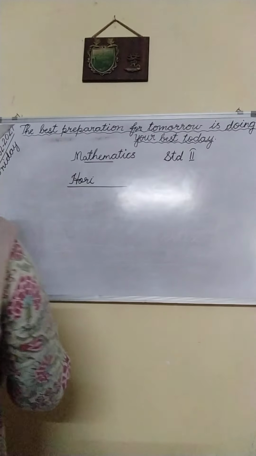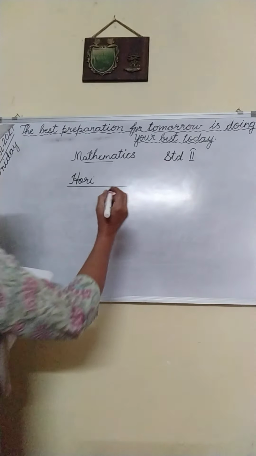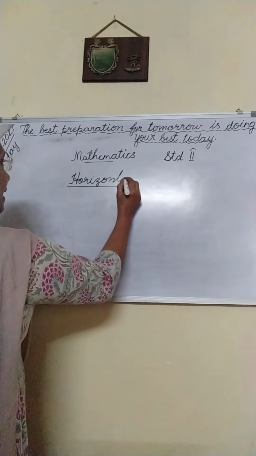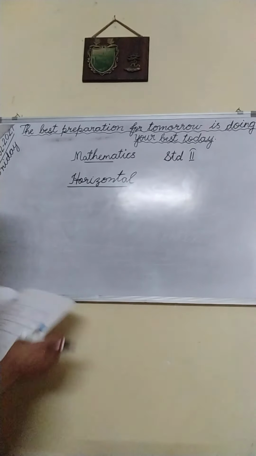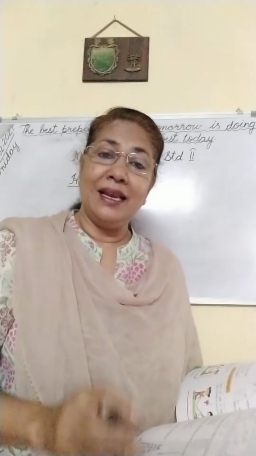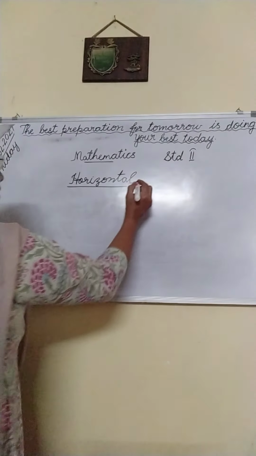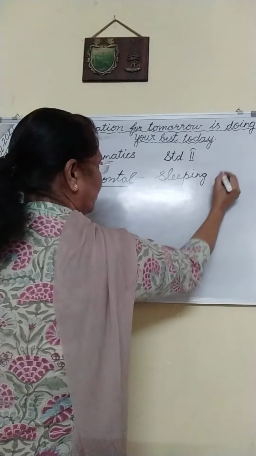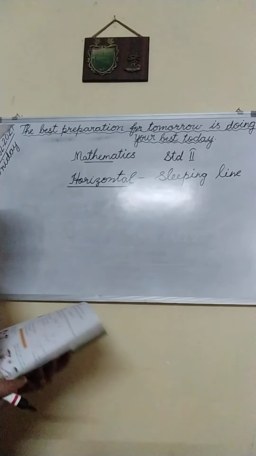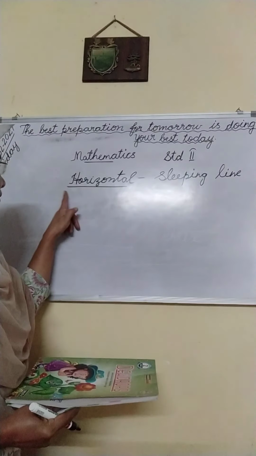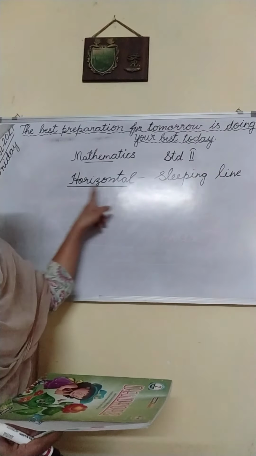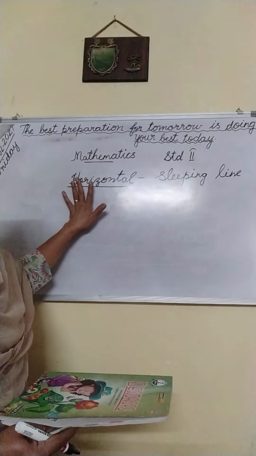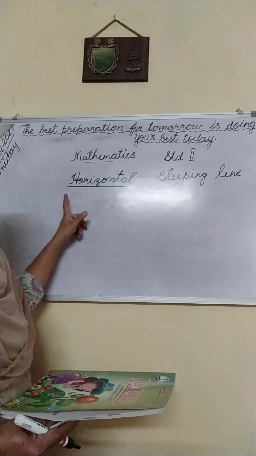H-O-R-I-Z is horizontal. The sound is Z. Zon. Horizontal. T-A-L. And this horizontal line is known as sleeping line. Horizontal line is known as what? Yes, it is known as sleeping line. Now don't forget horizontal line. When you draw a line like this, it is known as the horizontal line. In maths terms, you use horizontal line, isn't it? Yes. Sleeping line is horizontal line.